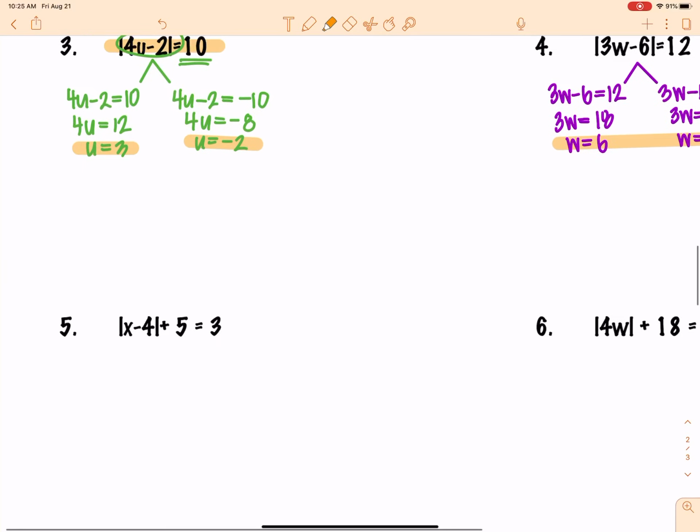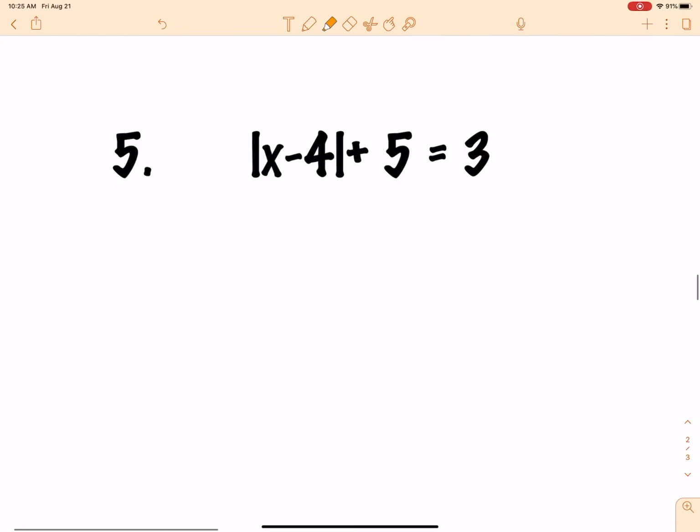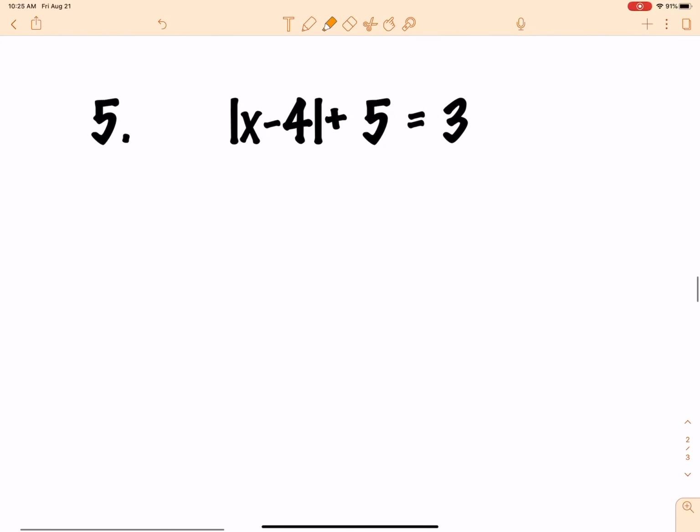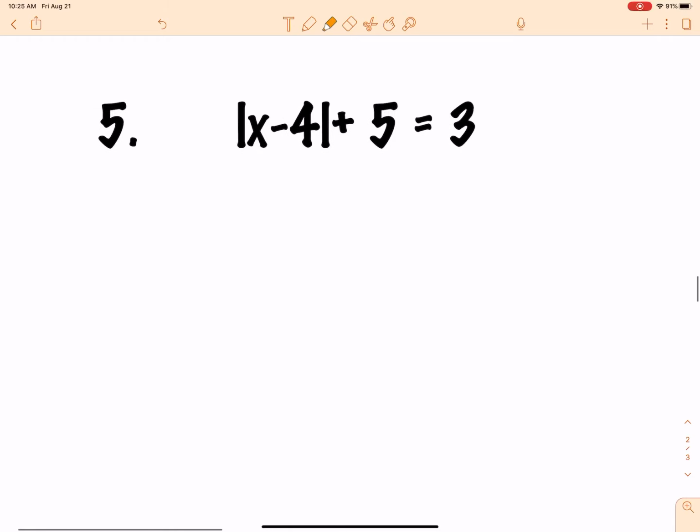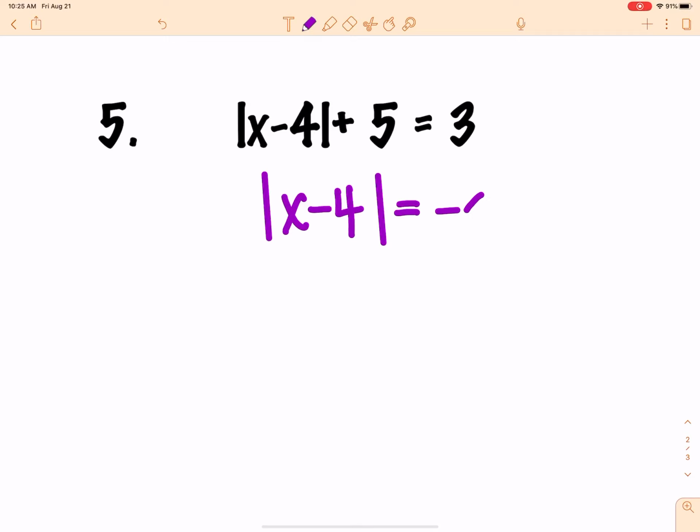All right, number 5. So now we're going to have to solve or isolate the absolute value first before we split up our two equations. So all we have to do first is bring the positive 5 over by subtracting, which makes it negative 2. Okay, so once your absolute value is isolated, you make your two equations.